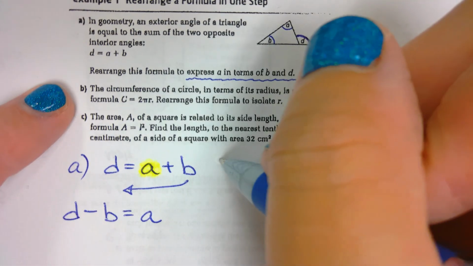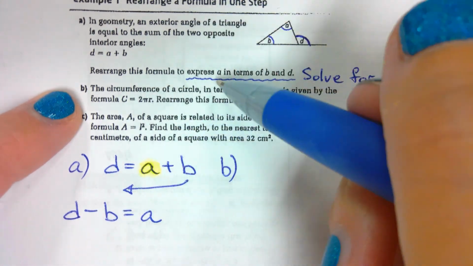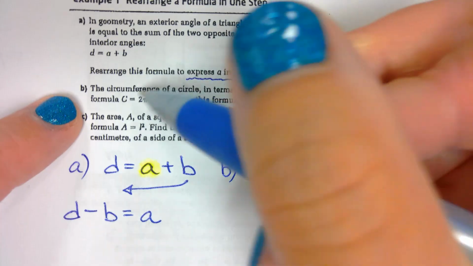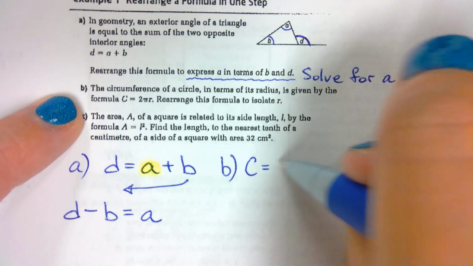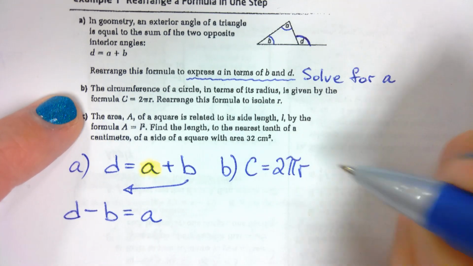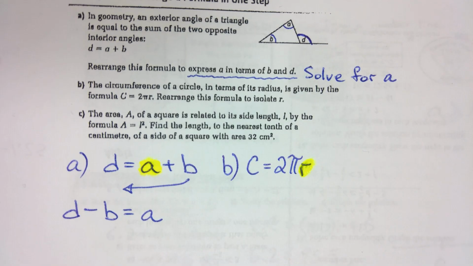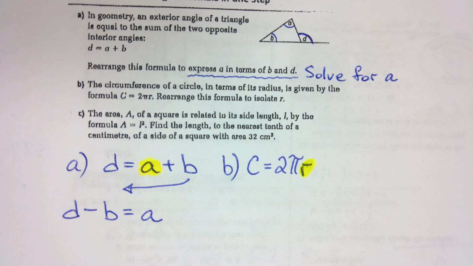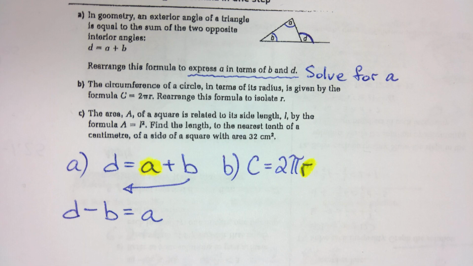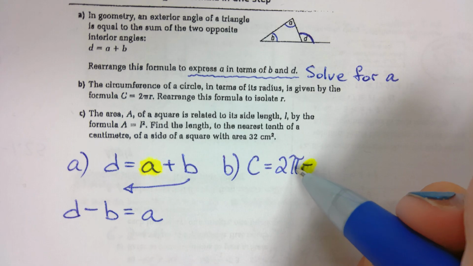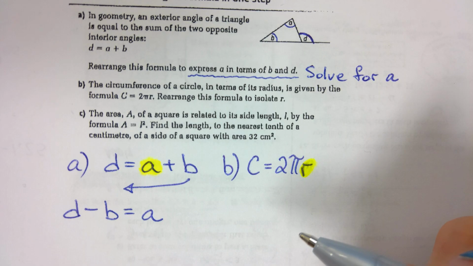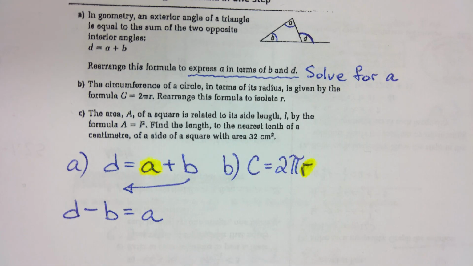Okay, B. The circumference of a circle in terms of its radius is given by the formula C equals 2 pi r. Rearrange this formula to isolate r. So I want r by itself on one side. What do I have to move away? Other than Claire. Vincent? 2 pi. Can I move both at the same time? Okay, who says yes, I can move it both at the same time?